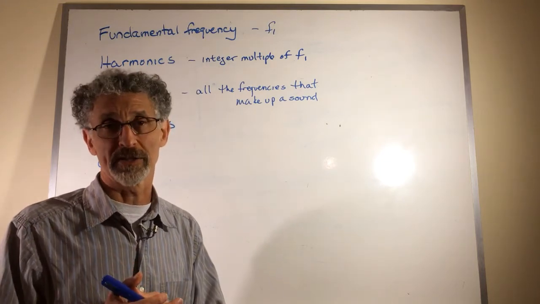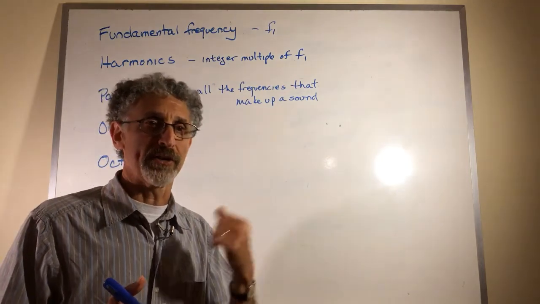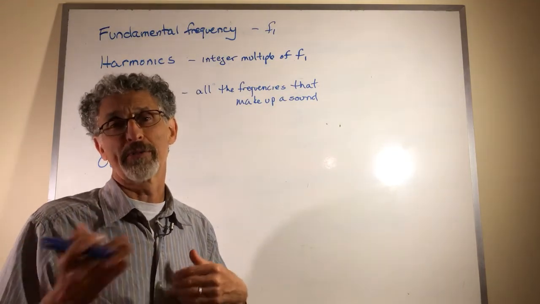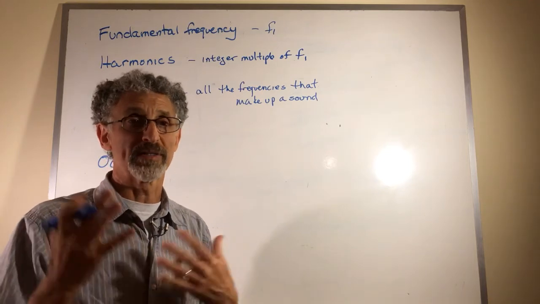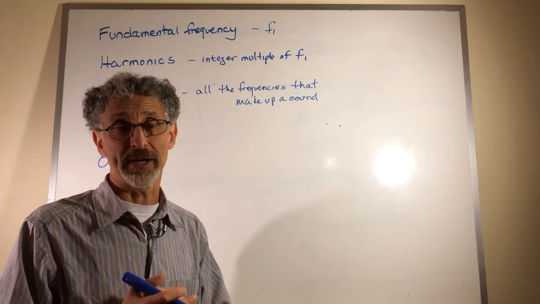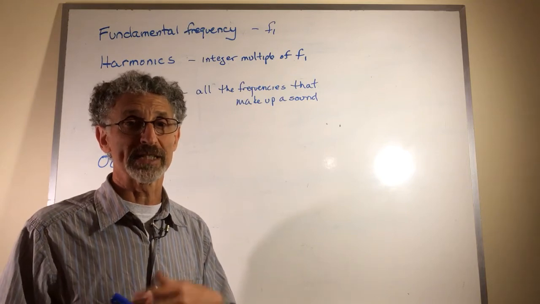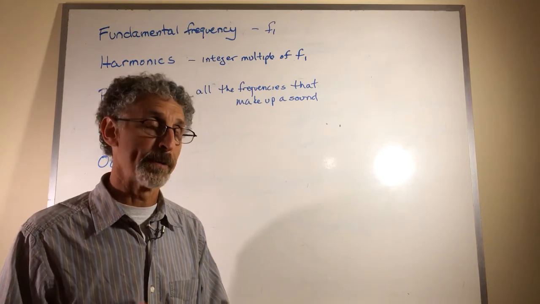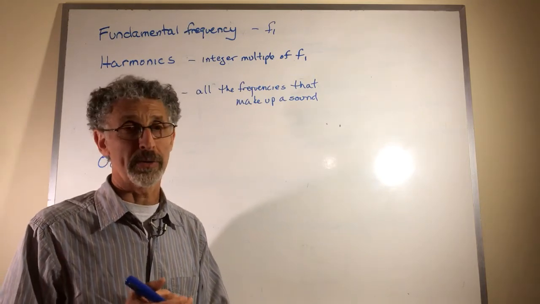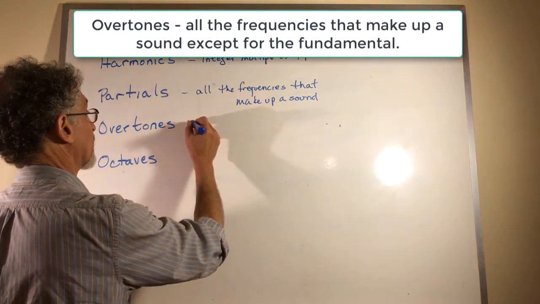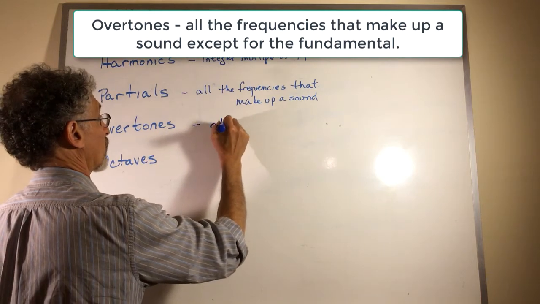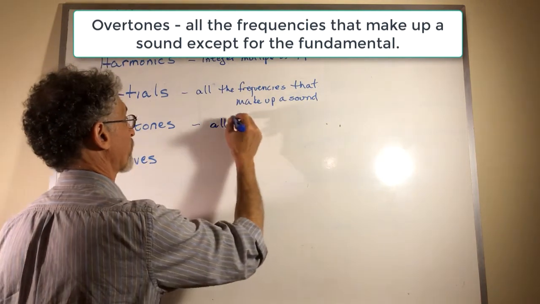So your pasta sauce will taste different from my pasta sauce. They're both pasta sauces. If we hear a clarinet or a flute play a certain note, we'll hear that they're different because the combination of frequencies is different. And again, these different frequencies are all called partials. There's another term that we need to learn, and that's called overtones. This is all of the frequencies except for the fundamental.